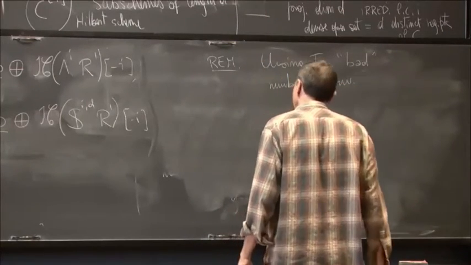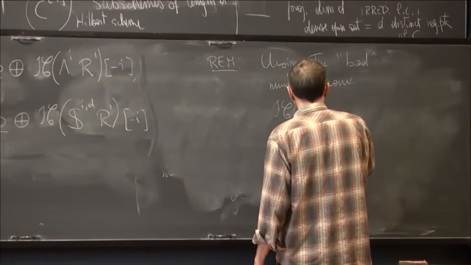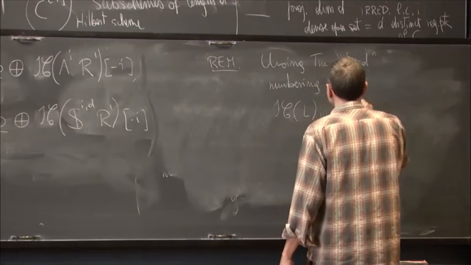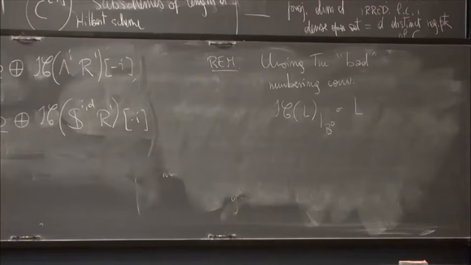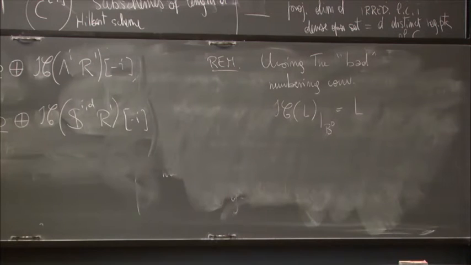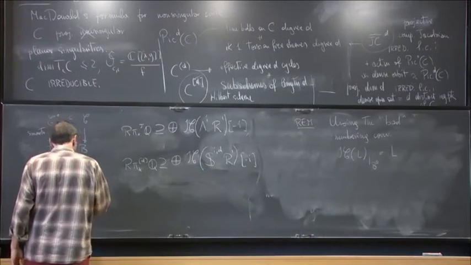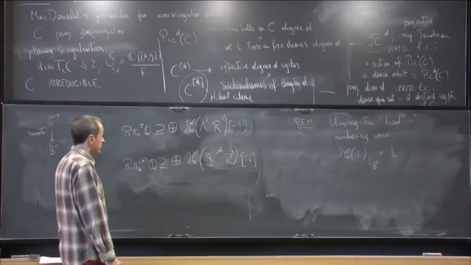So this is the numbering convention according to which the intersection complex of a local system restricted to the smooth part is L instead of L shifted back by the dimension. But luckily, at least in the irreducible case, this doesn't cause much trouble. Okay, so here I'm using the Beilinson-Bernstein-Deligne-Gabber decomposition theorem.